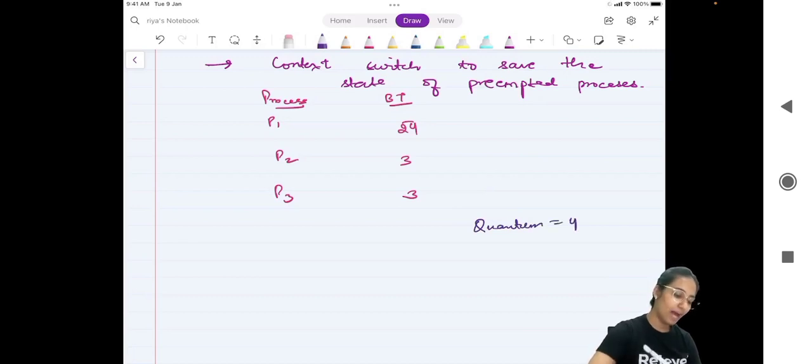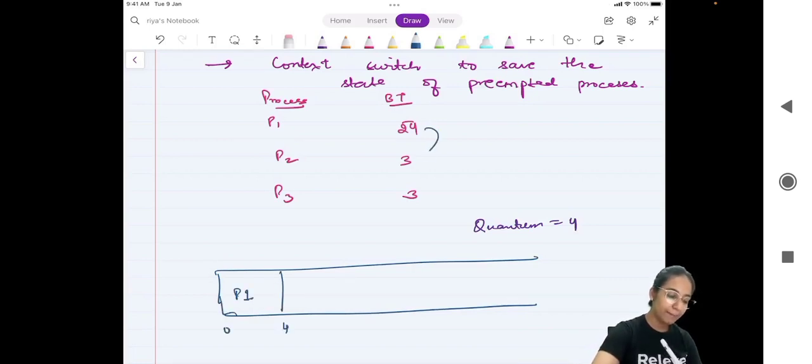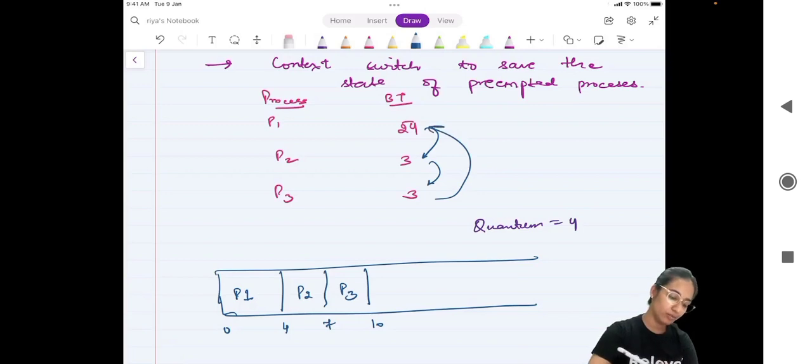And the quantum is 4. So first we will have the P1 process which will execute from 0 to 4, and then it will simply be preempted and control will be given to the P2 process. Now here the quantum given is 4, but the entire burst time of the process is 3, so it will stop after 3. And then it will be given to P3. The quantum is 4, but it will execute in 3 seconds. And then it will come back to P1, and it will execute for 4 seconds again.